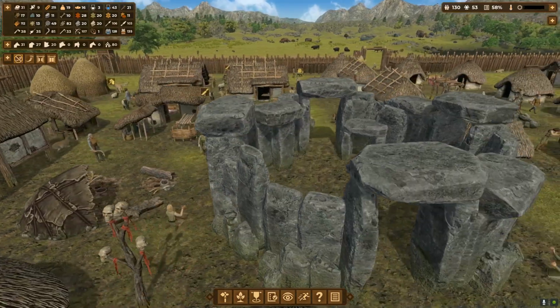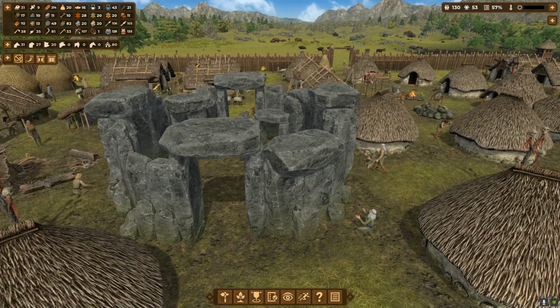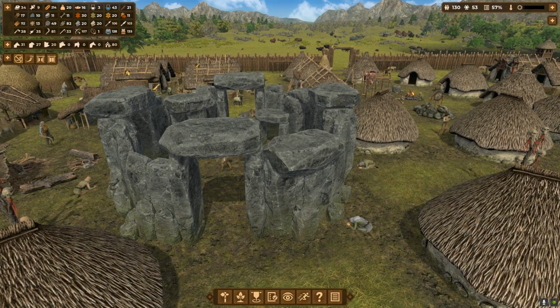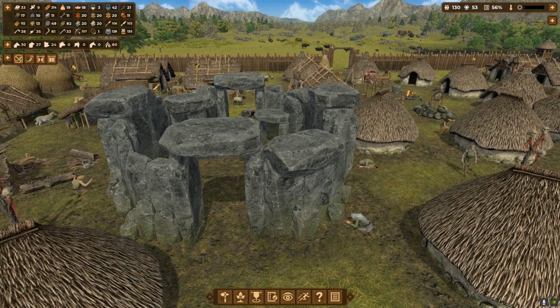Another aspect of this era is the incorporation of religion. Certainly the Mesolithic we talked about with the creation of totems and spiritual skull poles. By this era we begin to see what's known as megalithism, basically the use of giant stones for various religious purposes.